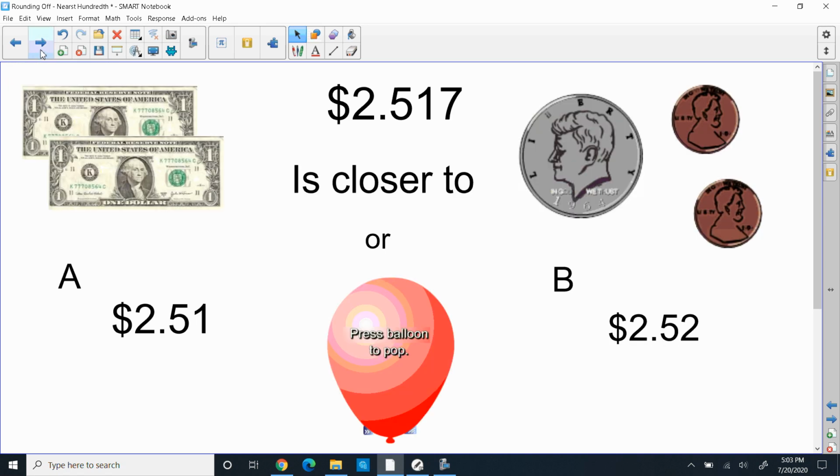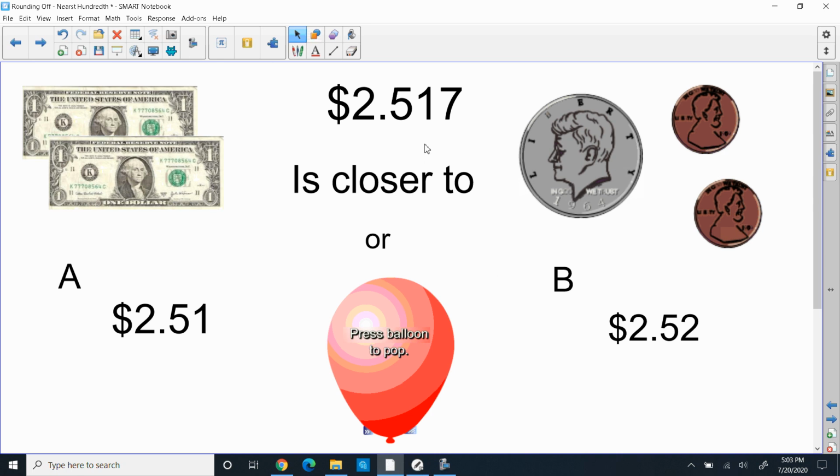Okay? Here's a balloon game that we can play. We have $2.51. Usually we use ones for pennies, but there's these half pennies here in the thousandths position, whatever that is. So is it closer to $2.51, or is it closer to $2.52?